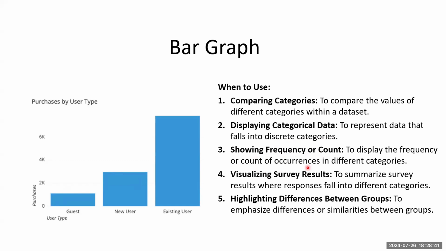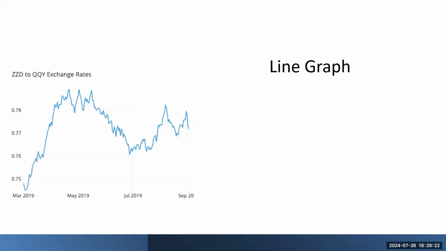Okay, so each time you hear something concerning count or frequency, what should come into your mind is a bar graph. Okay, highlighting differences between groups. And also visualizing, for example, survey results is very important. So it's important to know when to use what type or what form of a graph.